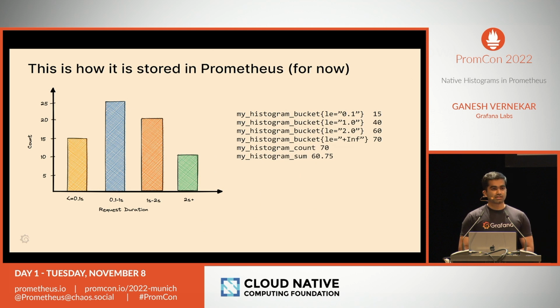And this is how we store it in Prometheus right now. We have a separate time series for each individual bucket, and we use something called the LE label, which means less than or equal to, and all the time series are cumulative. For example, if you look at the time series which says LE equals 1, it says 40 and not 25, which means it's everything that's less than or equal to 1. So if you want the count between 0.1 and 1, you have to subtract the previous time series from 40. And we have two more time series, which are the overall count and the overall sum of observations. So this is how it is done in Prometheus right now.